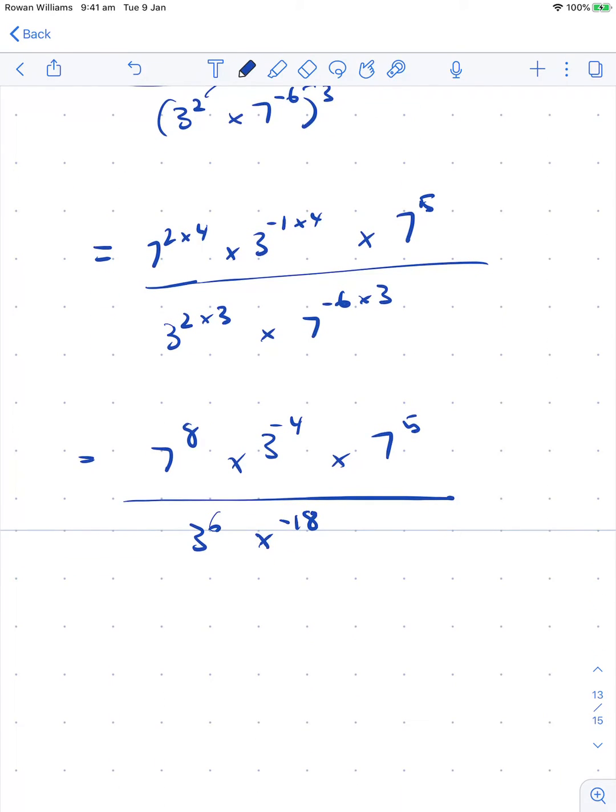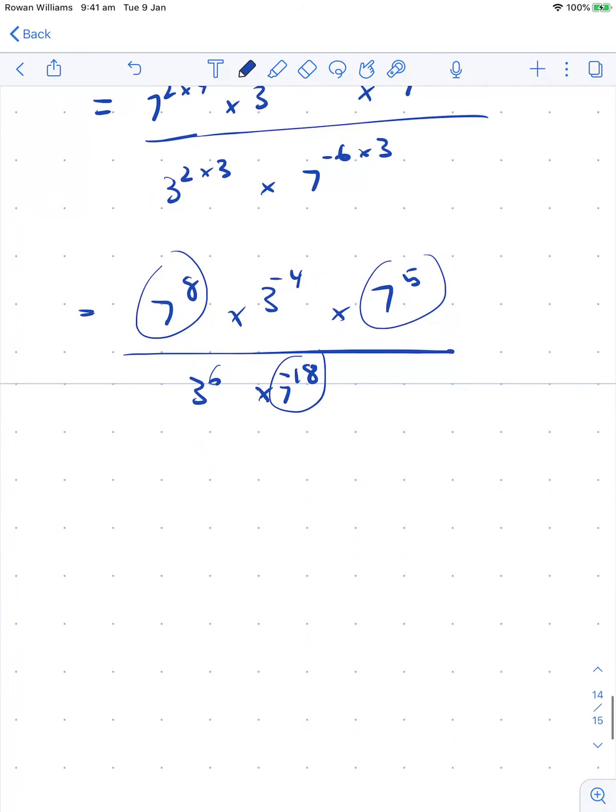Alright, so that's dealing with the brackets. Next step is to join together my ones with the same base. So I'll join the 7s together, I'll join the 3s together. So this becomes 7 to the 8, and when you've got something times something, it doesn't matter which order I do this in, I can just times across the top. If it's got times, then that's the same as adding my indices. And if it's underneath, that's like taking away from it. So I would take away minus 18 in that case.